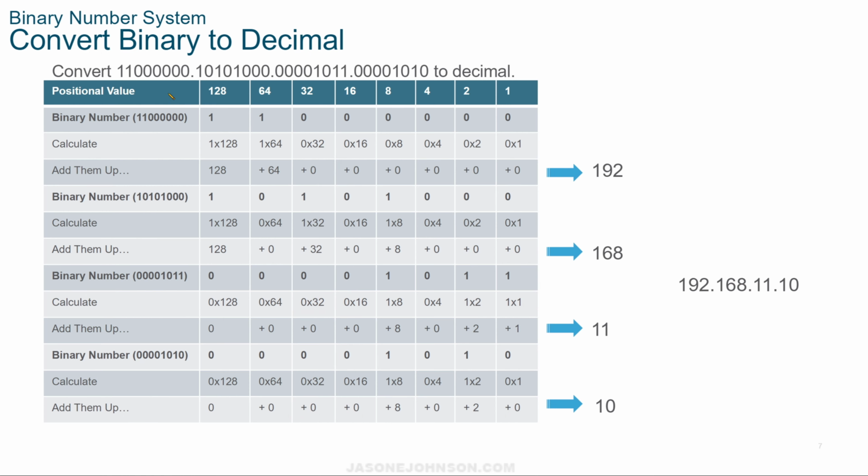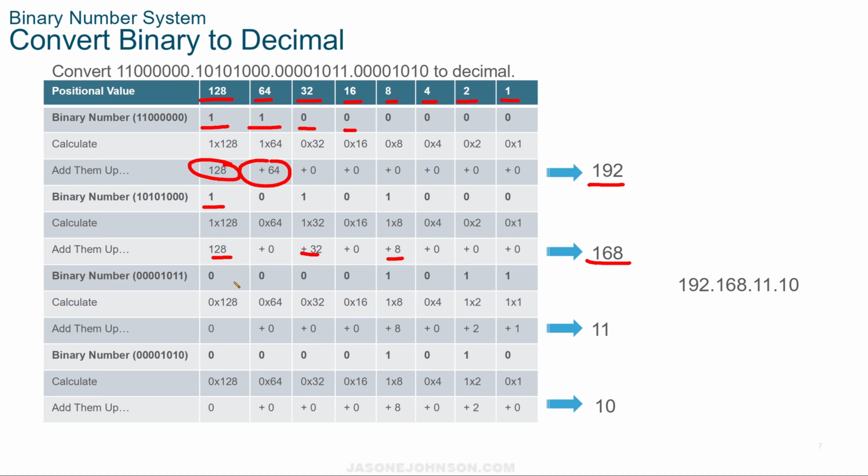The way I do it is I write a chart out and I start from the right and go to the left: 1, 2, 4, 8, 16, 32, 64, 128. When I go in for an exam or I need to do binary to decimal without a calculator, I write this down on paper. Then when I need to convert my binary number, I can just write my numbers in and fill in my zeros. Then I can say that's 128 plus 64, which gives me 192. And then I can go to the next one and say that's 128 plus 32 plus 8, that's 168.